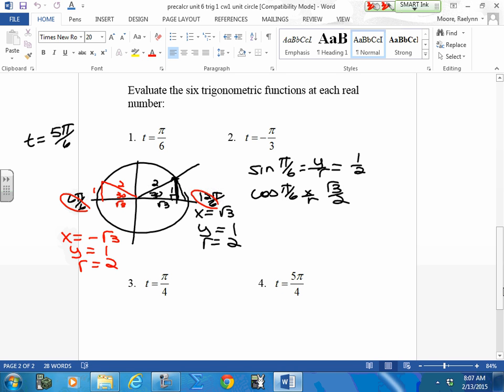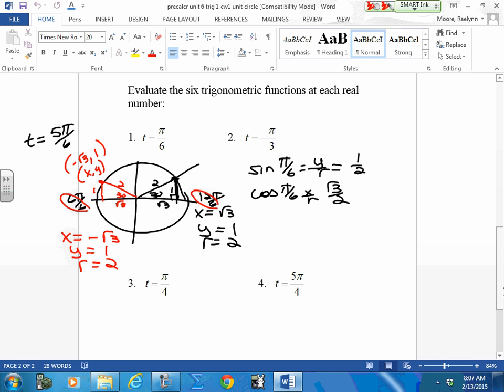Technically, this is your point, your XY point. So this is your negative radical 3, 1. That's the point on that circle. That's why we like to use your unit circle, because then your X value is the cosine. Your Y value is the sine, because there's no radius, it's 1.